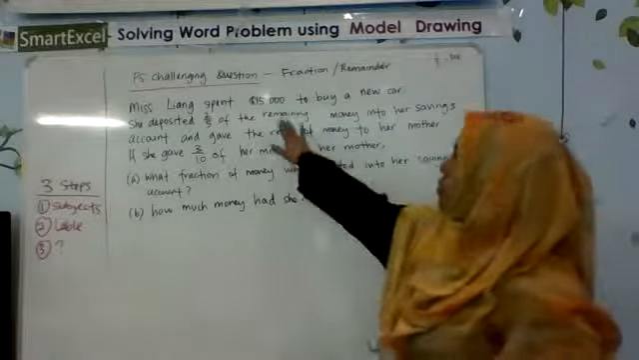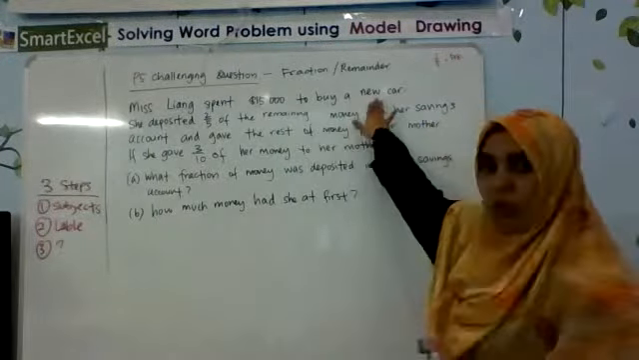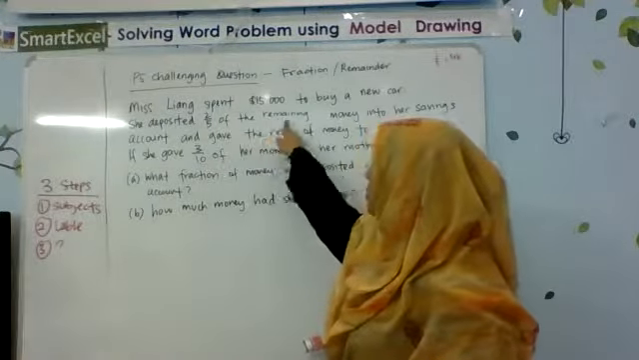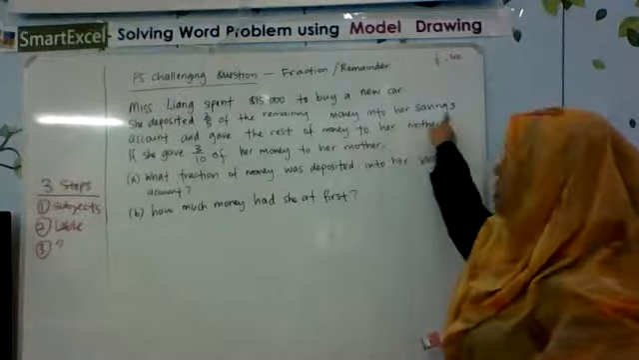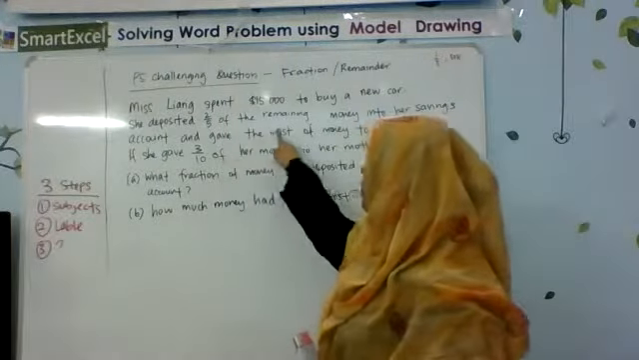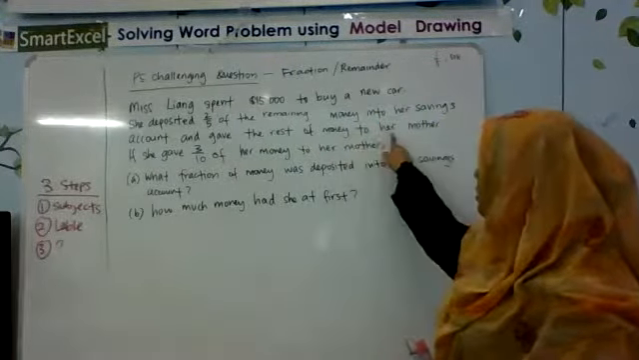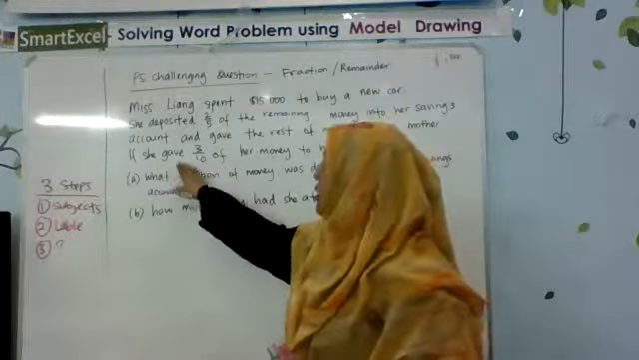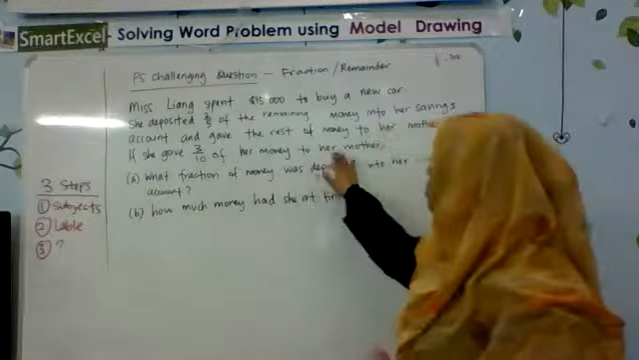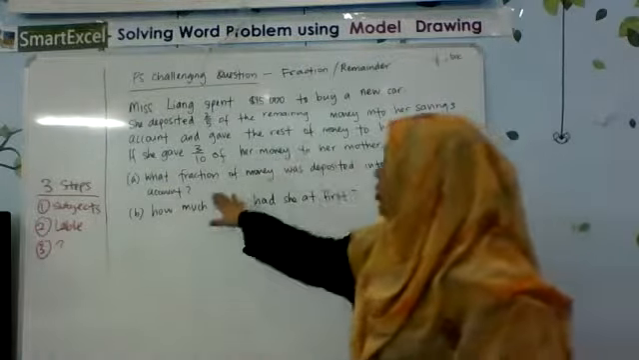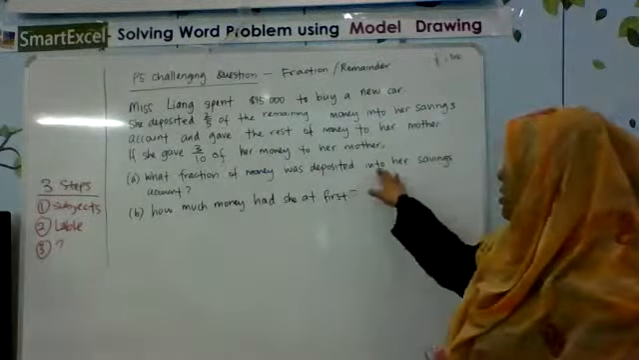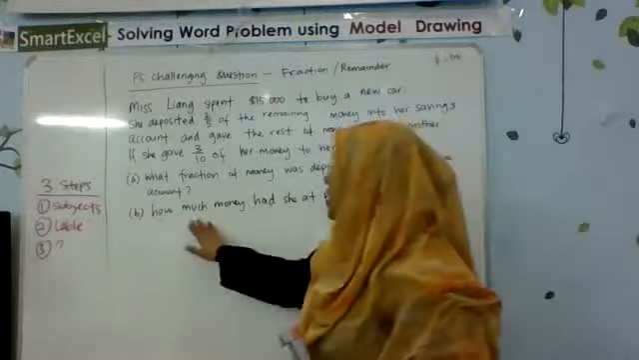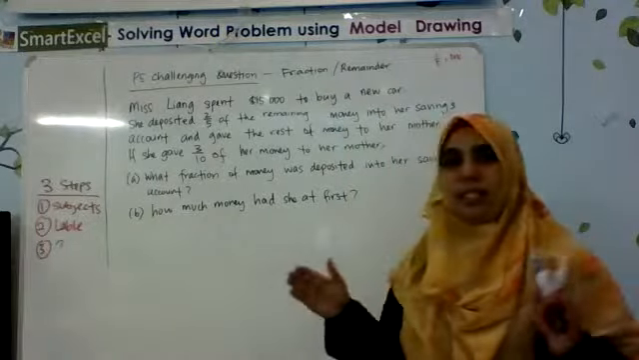Miss Liang spent 15,000 to buy a new car. She deposited 2/5 of the remaining money into her savings account and gave the rest of the money to her mother. If she gave 3/10 of her money to her mother, what fraction of the money was deposited into her savings account? That's your A question. For B, they ask how much money she had at first.